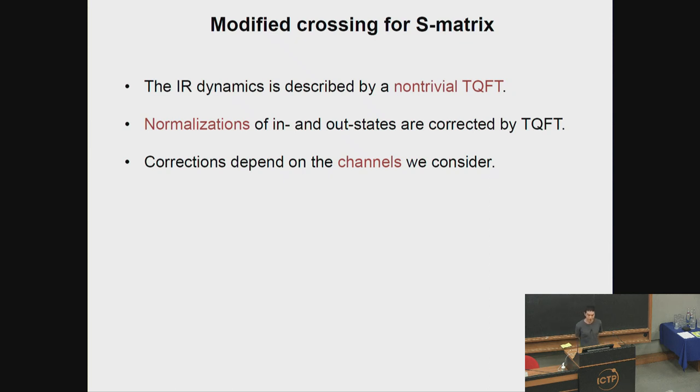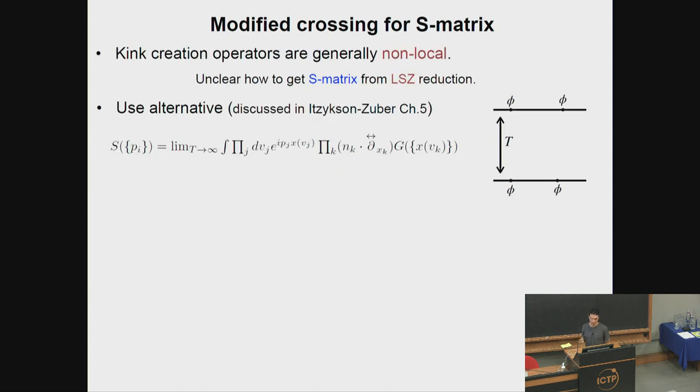And the important thing is that it turns out the normalizations of in and out states are corrected by the topological quantum field theory. These corrections turn out to depend on the channel we consider, for example, if you consider the scattering process in this way or in this way. This is basically the reason why crossing symmetry is modified. So let me give you more details.